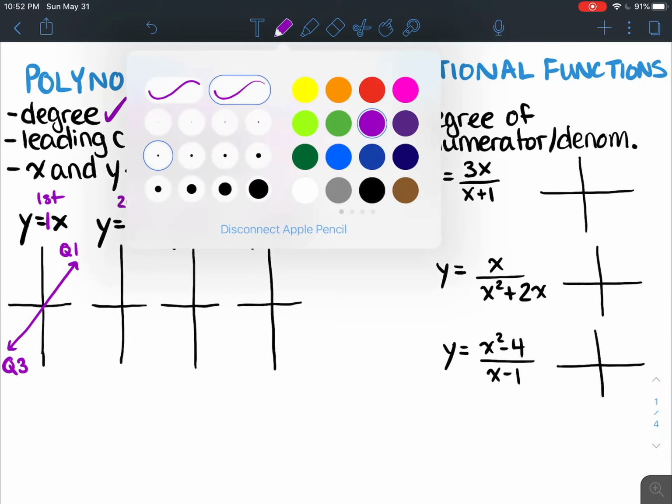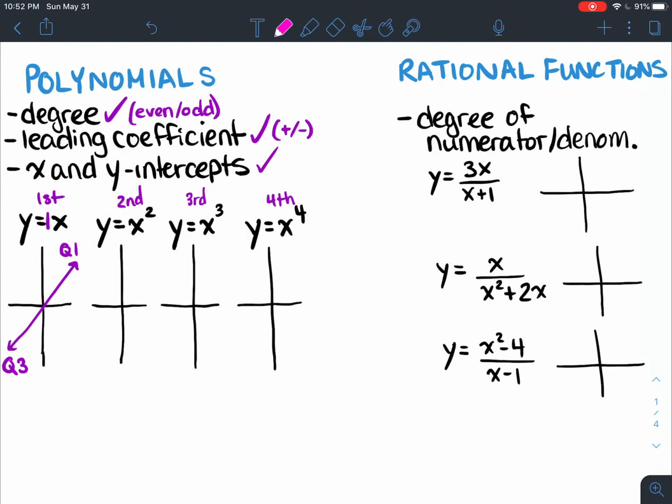Now, if we were to graph a first degree polynomial, but instead of y equals 1x, let's make it negative x. Now, because you have a negative leading coefficient, it's going to change your quadrants around. Now it's actually going to go in this direction. It's going to go quadrant 2 to quadrant 4.